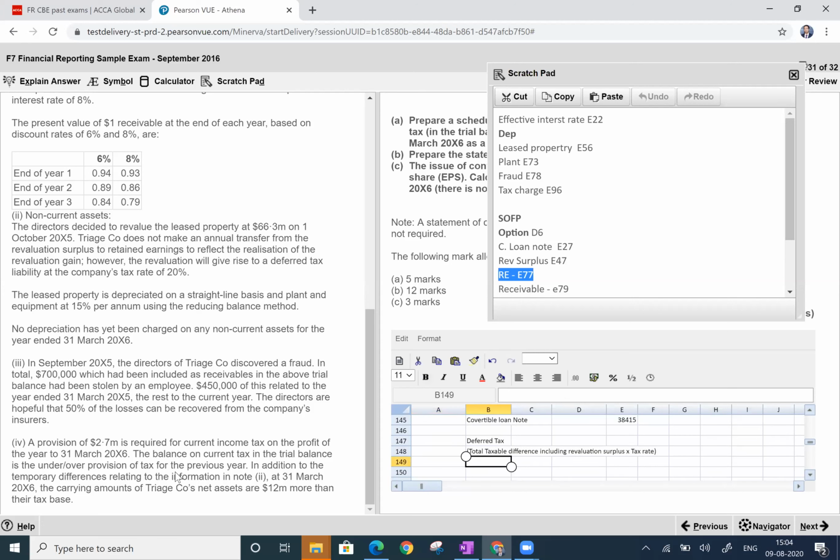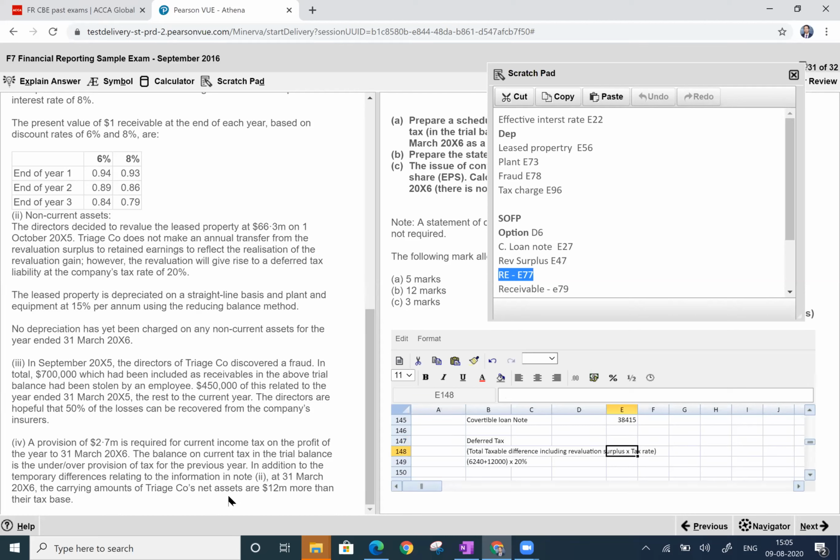6,240. That is a revaluation difference. 6,240 plus. What's the next difference? Next difference is that net assets are 12,000 more. So the total difference is 6,240 plus 12,000 into 20%. That is equal to, I'm just showing here, 6,240. That is revaluation surplus, E47.